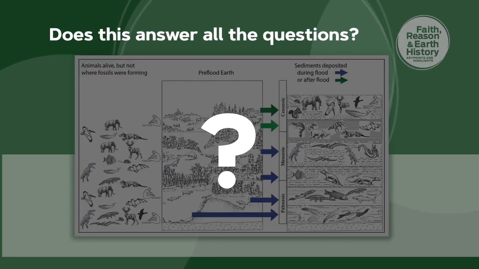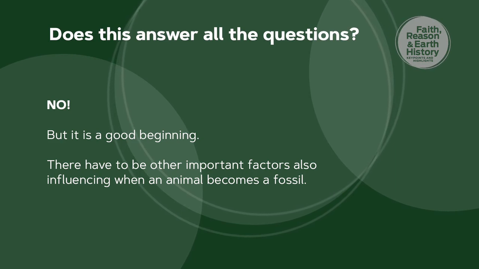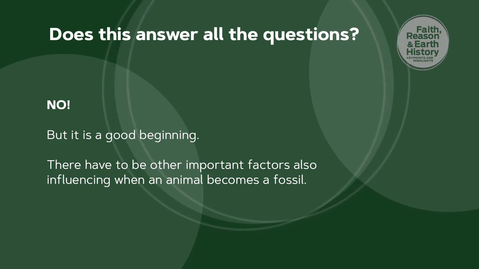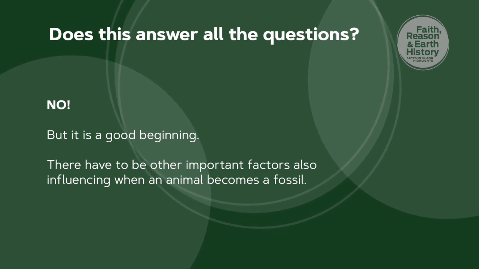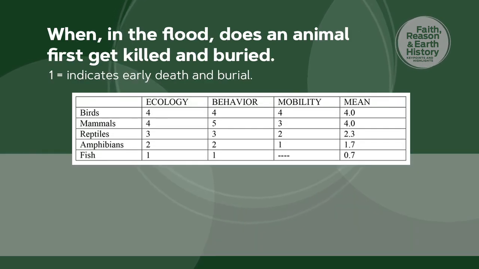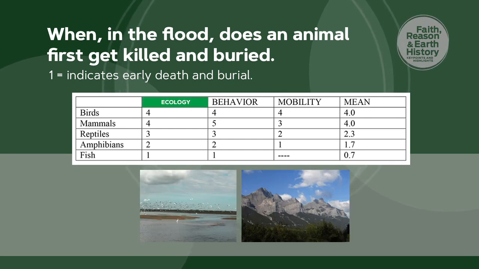Now, have we answered all of the questions? No, certainly not. This is a good beginning, but there have to be other important factors that influence when an animal becomes a fossil. And here's a diagram that will illustrate that. When in a flood does an animal first get killed and buried? That's what is represented in this diagram. And so the number one indicates early death and burial. Now these three factors that we'll discuss.